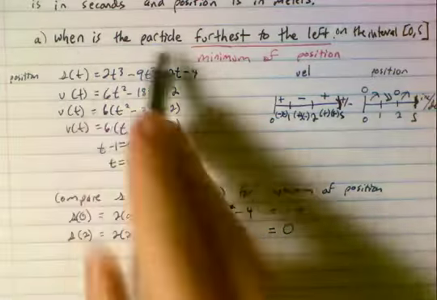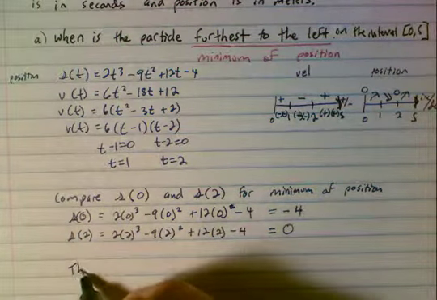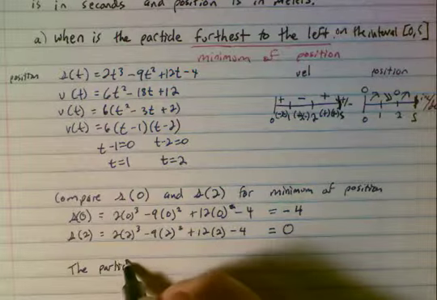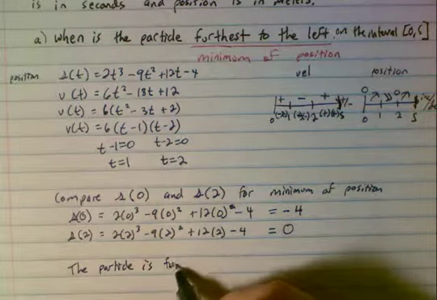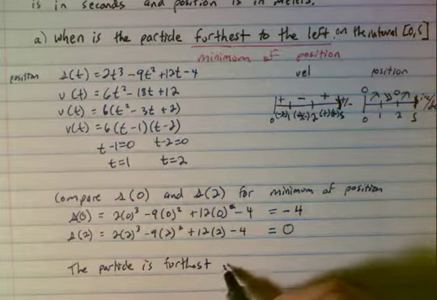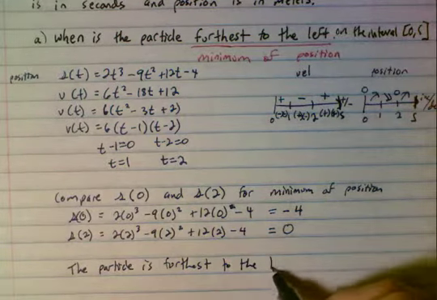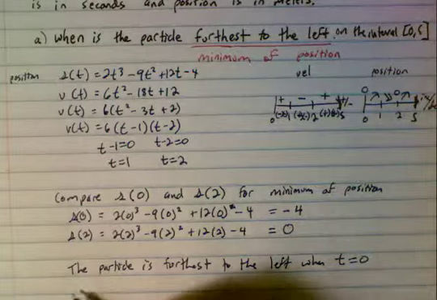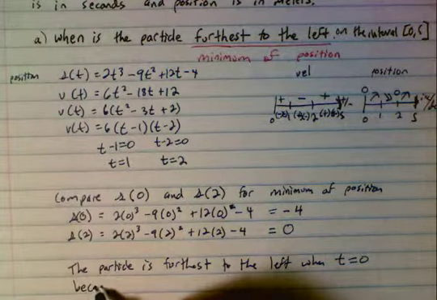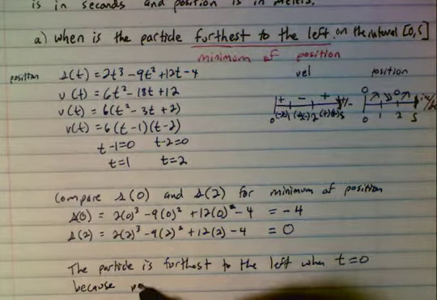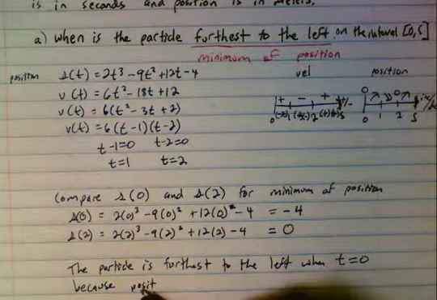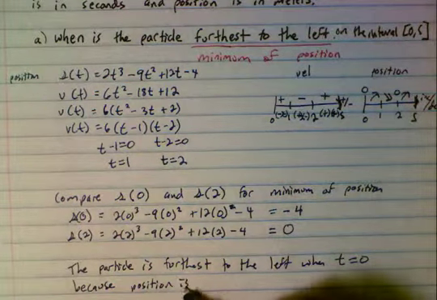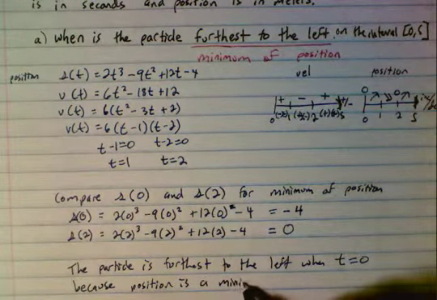So let's see, when is the particle furthest to the left? The particle is furthest to the left when t equals 0, because its position is a minimum.